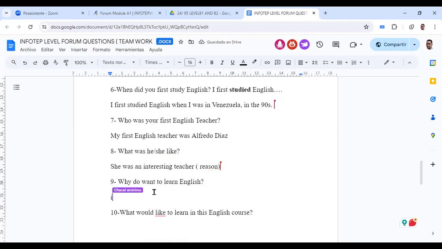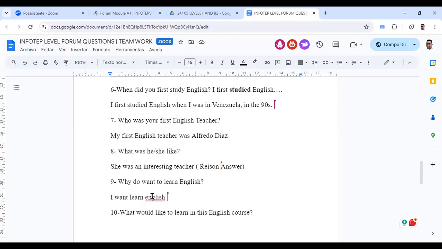Okay, that question is in simple present. Why do you want to learn English? I want, can you write it? Here I saw a name. Can you speak, the person who is writing? I want to grow in the workplace and use it on a personal level. Well, you have to say, I want to learn English because I want to improve my level.